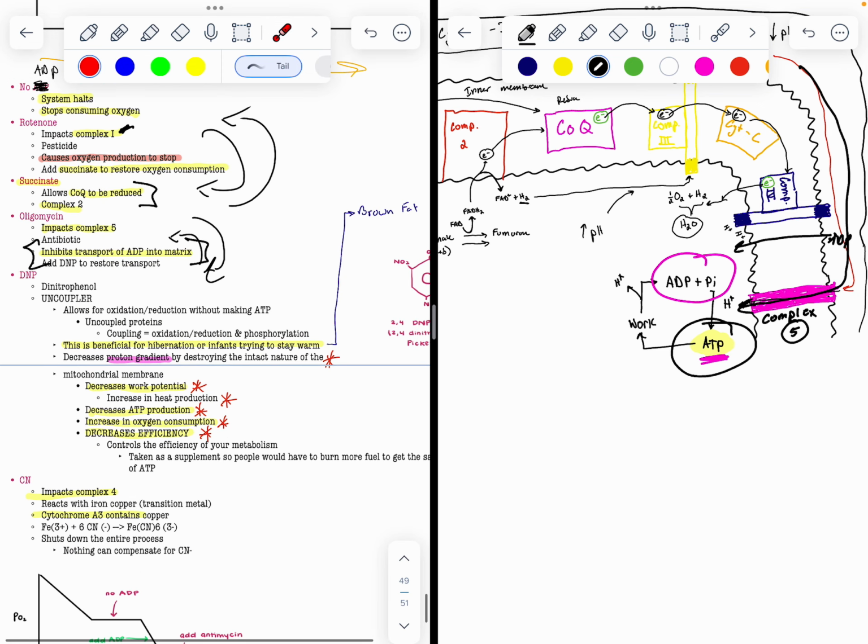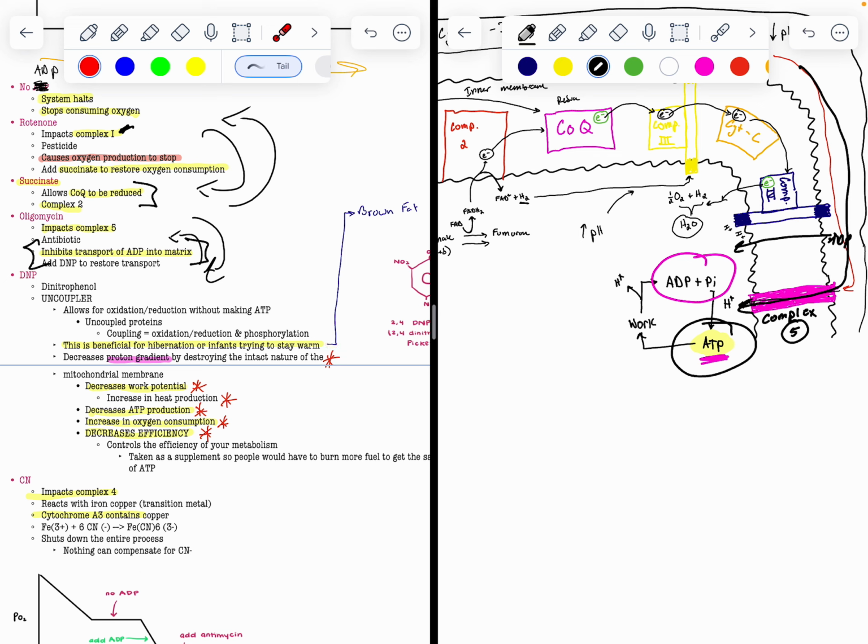DNP, what is DNP? Dinitrophenol. It is an uncoupler. It allows for oxidation reduction reactions without making ATP. So basically it allows us to do all these NADH reactions without even using ATP. And basically what this is beneficial for is hibernation and infants trying to stay warm. And the biggest thing I want you guys to note with this is brown fat. Brown fat is a main mechanism for this.